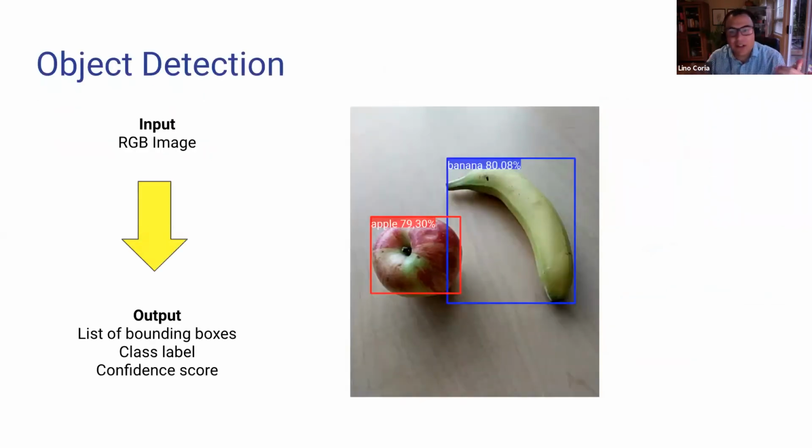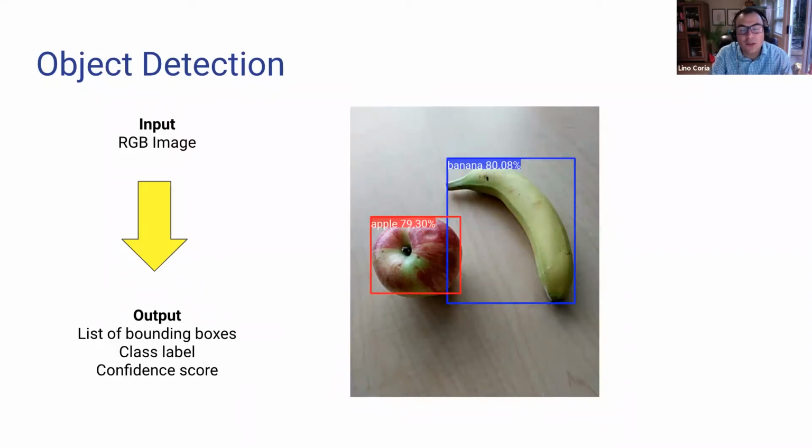Now, object detection is an extra step. We don't only know that there's a banana in this picture, but we know where it is, and we have the probability that this is a banana. So for an object detection algorithm, your input is your RGB image, your red, green, and blue image. And then your output is a list of the bounding boxes. The bounding boxes are these rectangles that surround the object, right? And then you have a class label. So there's one for an apple, and there's one for a banana. And then finally, a confidence score. We're 79% certain that this is an apple, and we're 80% certain that this is a banana, right? And so this is what you want for object detection.